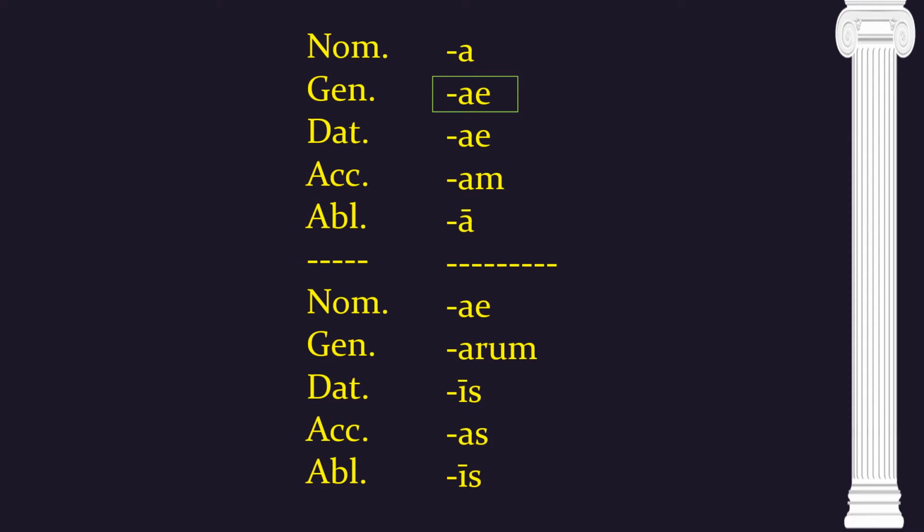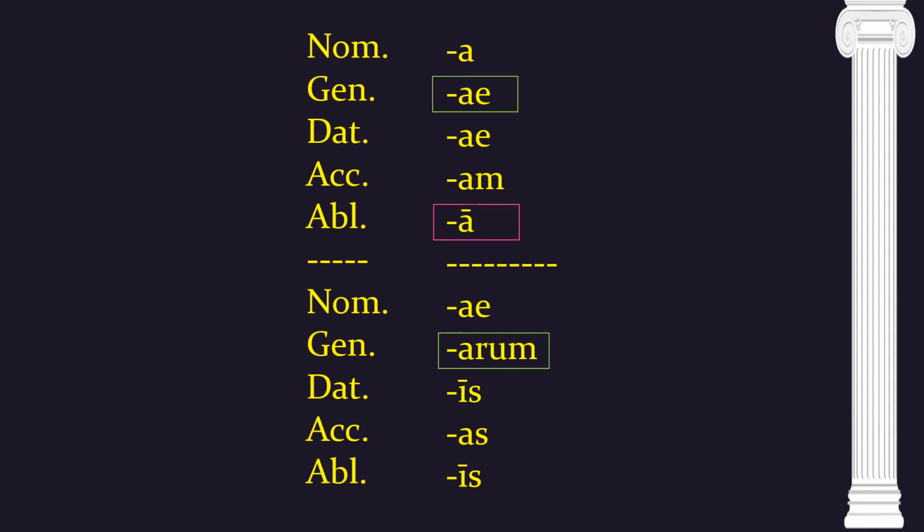Now that right there is your genitive singular ending, okay, which means one person owns something, like the name of the farmer or the farmer's name. It's his, he owns it. And there's also a genitive plural. We might say the name of the farmers. There could be many farmers.